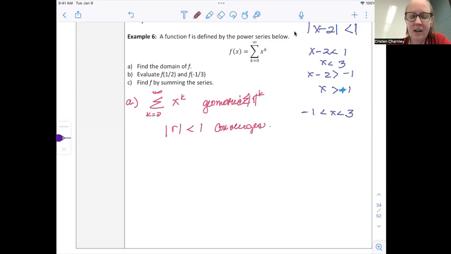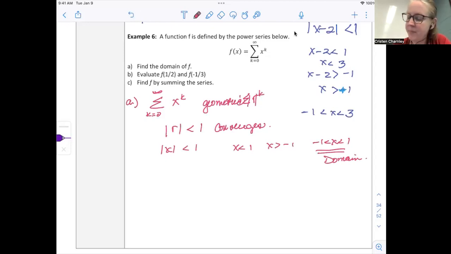So for us, instead of r for radius, we're going to use x. It's not a given fraction. We'll use the absolute value of x is less than 1. And if you think back to algebra 2, we have an absolute value inequality. So we'll say that x is less than 1 and x is greater than -1. So when we put this all together, -1 is less than x, which is less than 1. This is our domain.